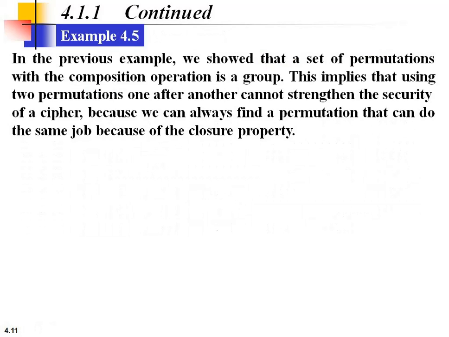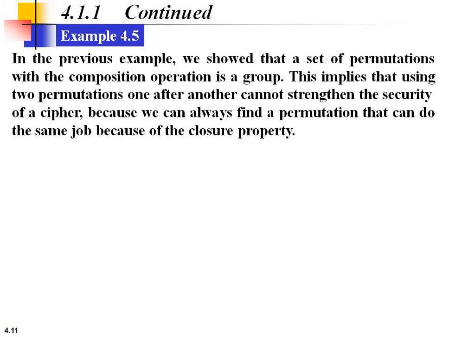So as you have seen, we have shown that the set of permutations with the composition operation forms a group. This implies that using two permutations one after another cannot strengthen the security of the cipher, because we can always find a permutation that does the same job, because of the closure property.